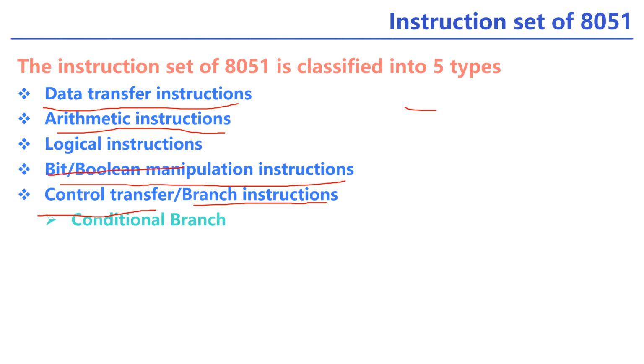For control transfer or branch instructions, the first is the conditional branch. Second is the unconditional branch. If a condition is available, that is called the conditional branch. If a condition is not given in the instruction, that is called the unconditional branch.